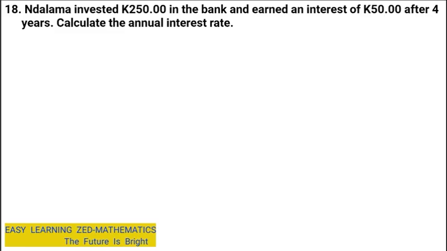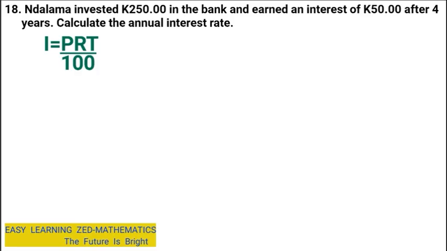So, to calculate the annual interest rate, we are going to use the formula, which is interest is equal to principal multiplied by rate times time over 100. Okay, so now we are going to use this formula. So we're going to go back to the statement to see what is given. Is interest given? Yes.